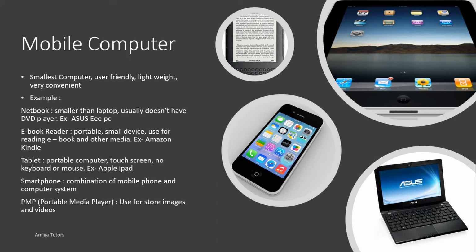Example, Amazon Kindle. Tablet, which is a portable touchscreen computer that doesn't need any keyboard or mouse. Example, Apple iPad. Smartphone, okay, everyone knows about smartphones. A smartphone is a combination of a mobile phone and a computer system. Nowadays, smartphones are used for lots of purposes. We can do most of our stuff using our phone only, which earlier could be done only by a computer. And there is another part, PMP, that is portable media player. It is used for storing images and videos.